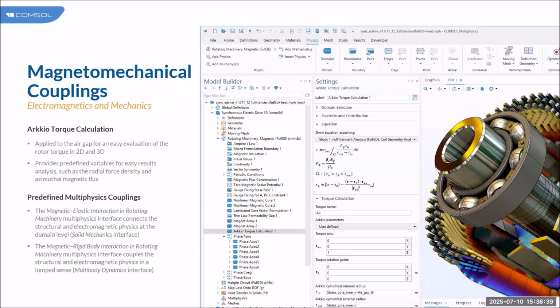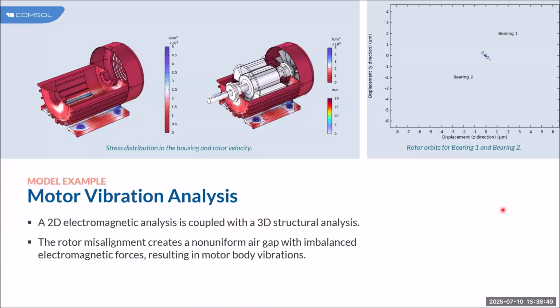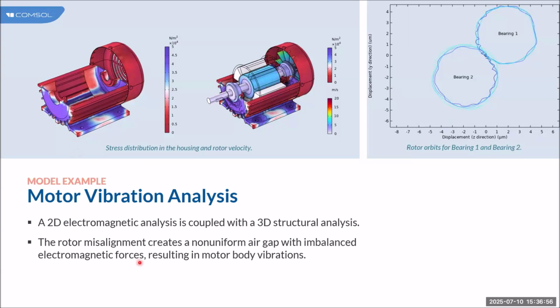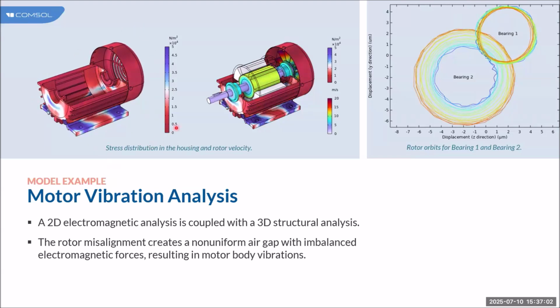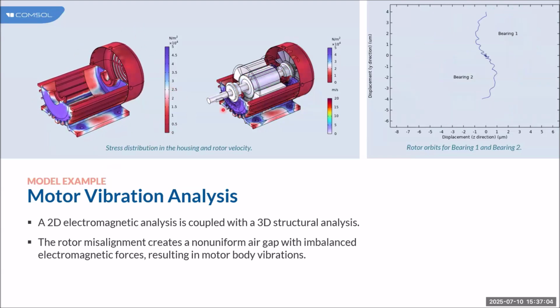So in COMSOL, once you have the mechanics module coupled with our ACDC module, then we can study vibration, as the one you are seeing here. This vibration is caused due to the rotor misalignment, and in the first figure you are seeing how the vibrations are happening, or the stresses developed on the frame of this motor. In the second, you are seeing, along with the rotor, how it is going to play a role.